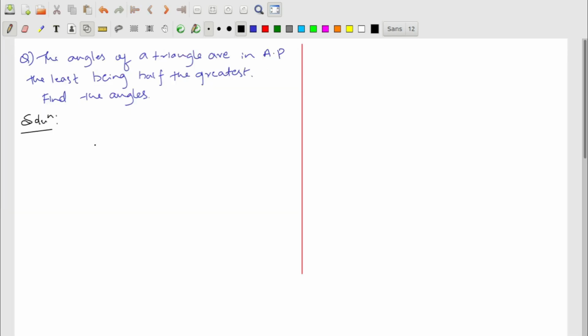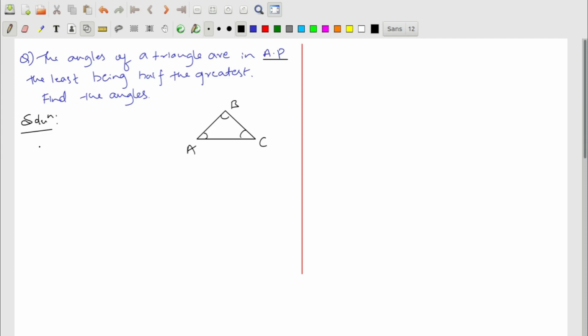The angles of a triangle are in AP, the least being half the greatest. Fine. So here the given condition is there is a triangle, and we know there are three angles in a triangle, and these three angles, angle A, angle B, and angle C, are in AP. That is the first condition. And the second condition is the least being half the greatest, right? So the least angle among these three is half of the greatest. So using these two conditions, we need to find the three angles.